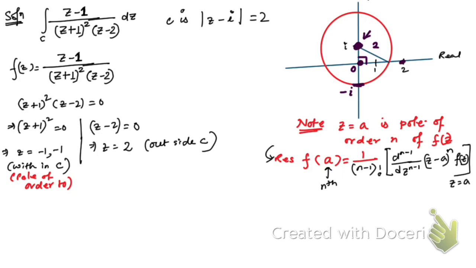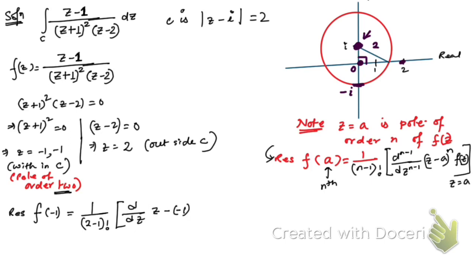So here the order is 2, pole of order 2. So that's how to find the residue of the function at minus 1. It is equal to 1 by, as it is order 2, 2 minus 1 factorial, then n minus 1th order means here 2 minus 1th order, that is the first order derivative of z minus a. z minus a is minus 1 here, so it's going to be z plus 1, right? Plus 1 whole to the power n, where n is 2 here, then f of z. That's how we're going to find the residue.